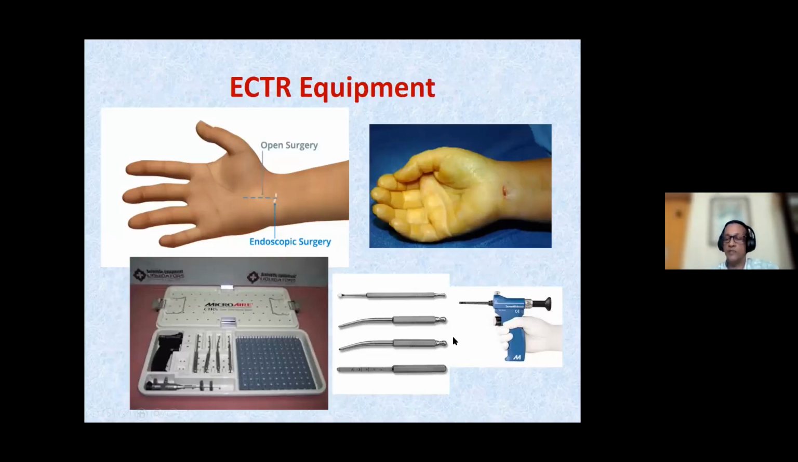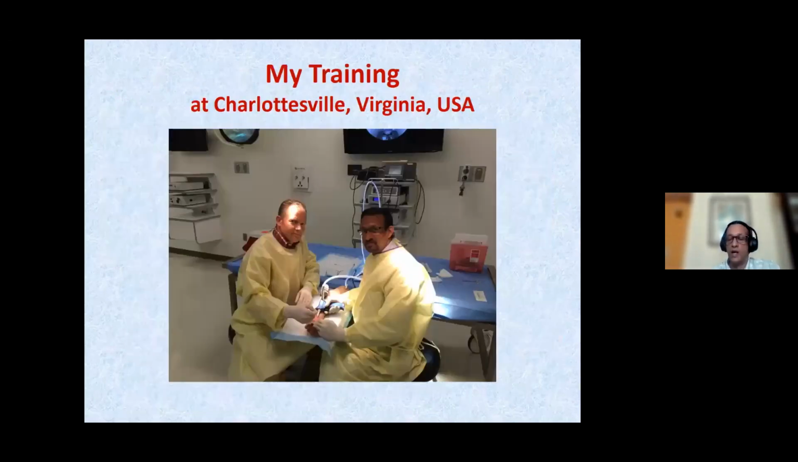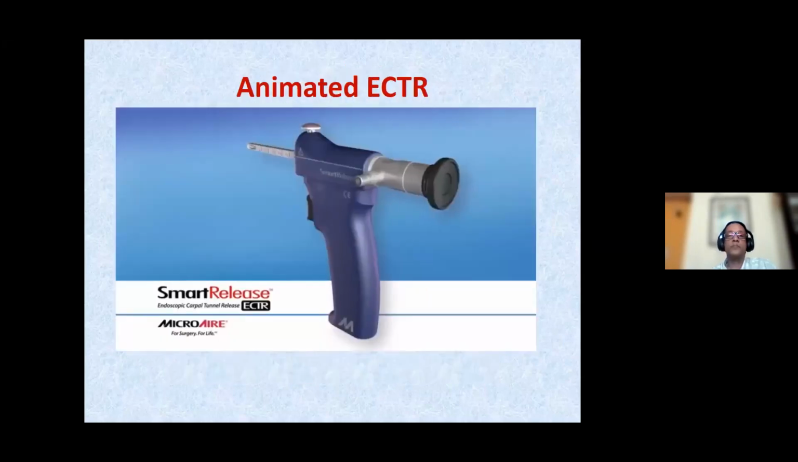And this is the equipment that we use for an endoscopic release. These are various dilators and synovial retractors. And then this is the actual release knife that we use, which I will be showing you. I had my training formally at Virginia, wherein we worked on a lot of cadaveric hands. It's got a fairly small learning curve. It's not rocket science, but once you get the feel of looking at the monitor and operating, I think it becomes quite easy.